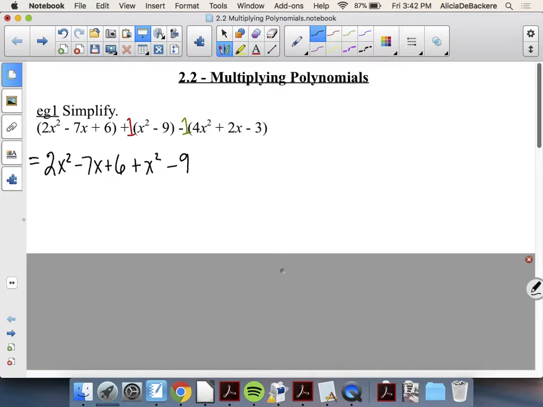Negative 1 times 4x squared is negative 4x squared. Negative 1 times 2x is negative 2x. And negative 1 times negative 3 is positive 3. And then again, I can collect my like terms.